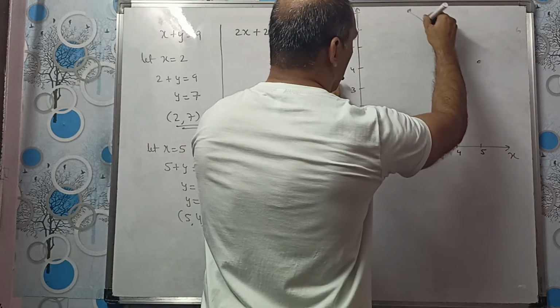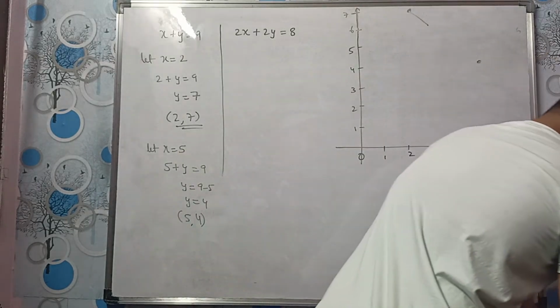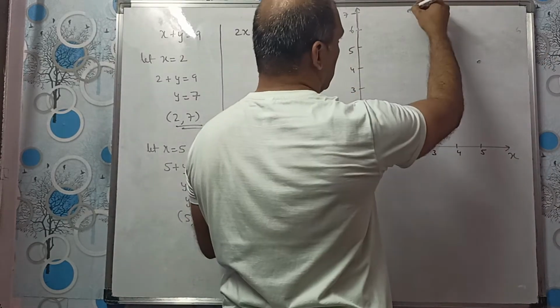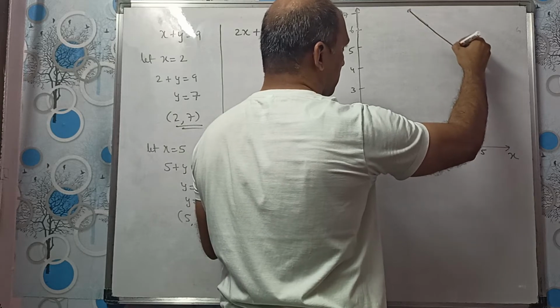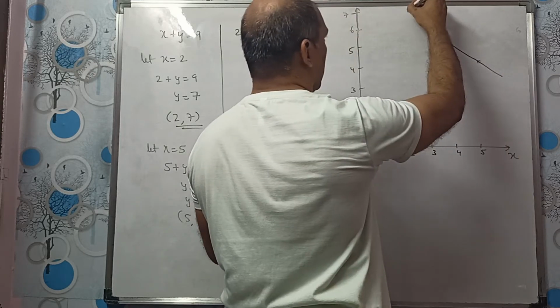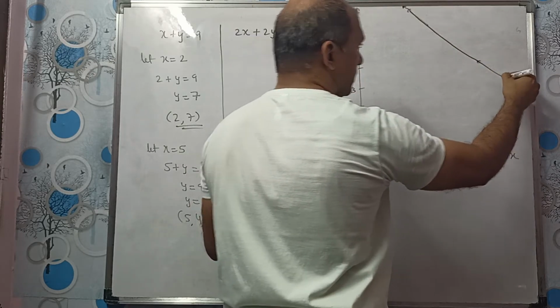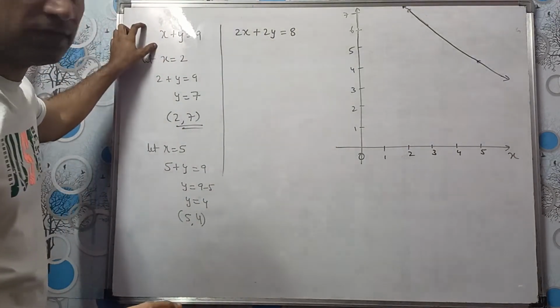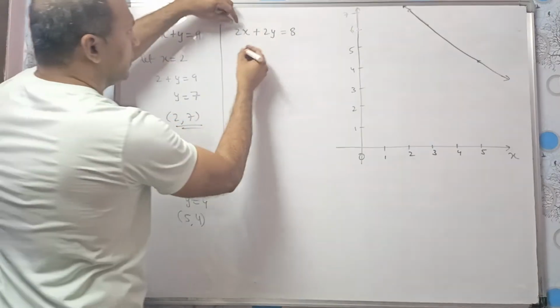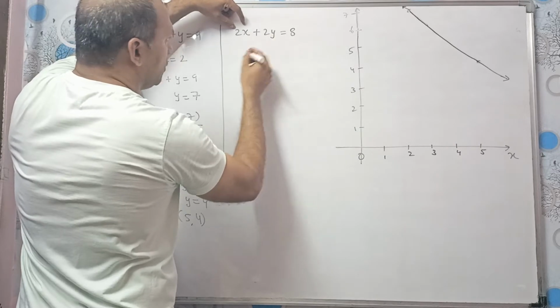Okay? This marker, okay. Extend this line. This is the first equation, the graph of the first equation. Let us find the solutions for this.